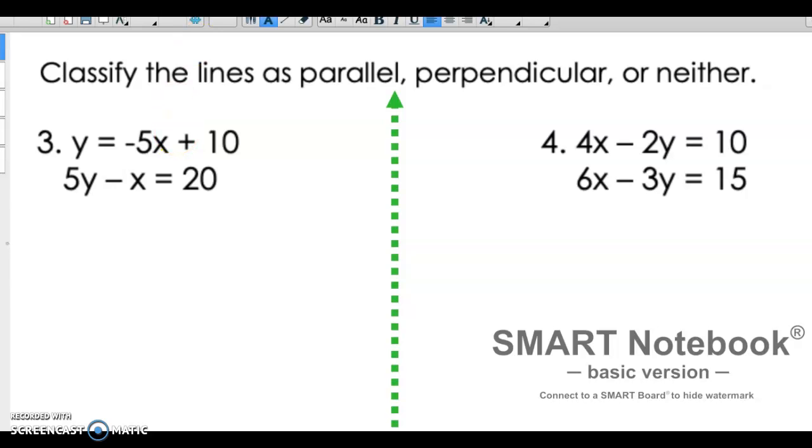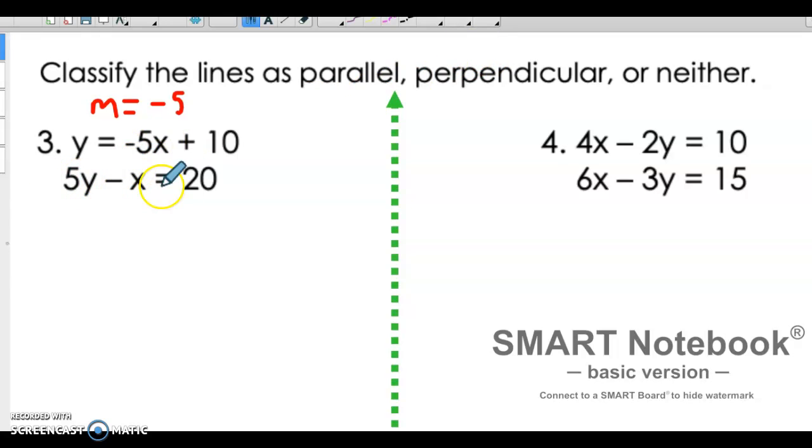All right, here we need to classify the lines as parallel, perpendicular, or neither. So in number 3, y equals negative 5x plus 10, that's already in y equals mx plus b slope-intercept form, and we can see that the slope is negative 5. So remember that parallel lines have the same slope, and perpendicular lines have opposite reciprocal slopes.